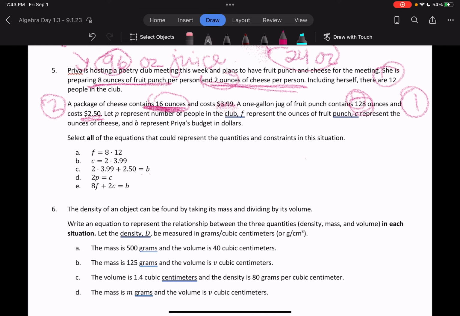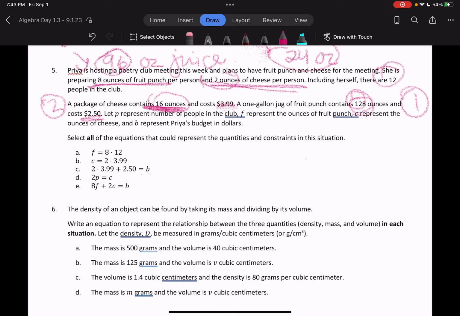It says, let P represent the number of people in the club, F represent the ounces of fruit punch, C represent the ounces of cheese, and B represent Priya's budget in dollars. Now notice, even though this is a select all question, as I was reading this word problem, I'm annotating it, I'm thinking about it, I'm trying to figure out how things relate to each other before even looking at the question, right? And that'll help you when you go down to do the question.